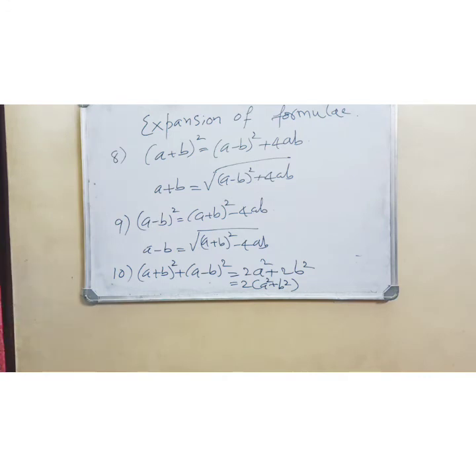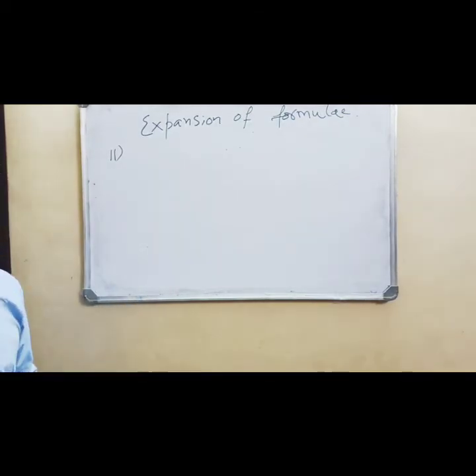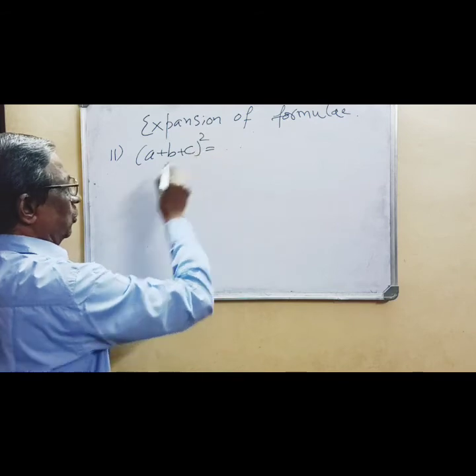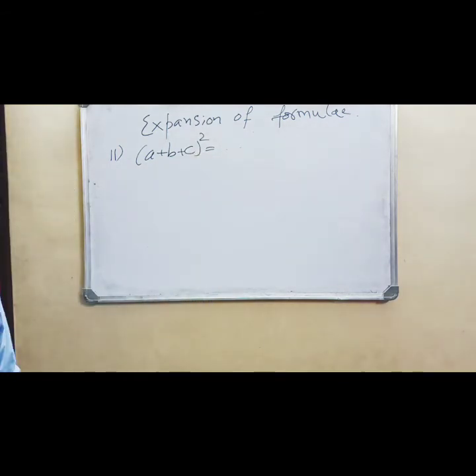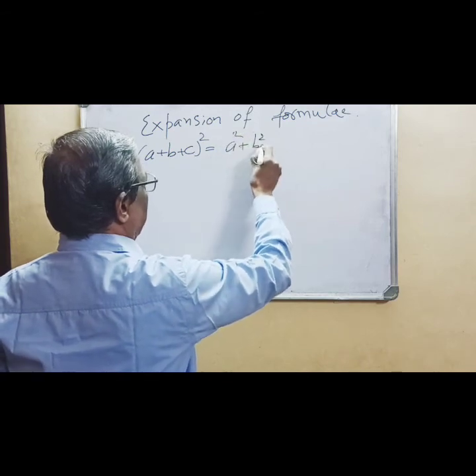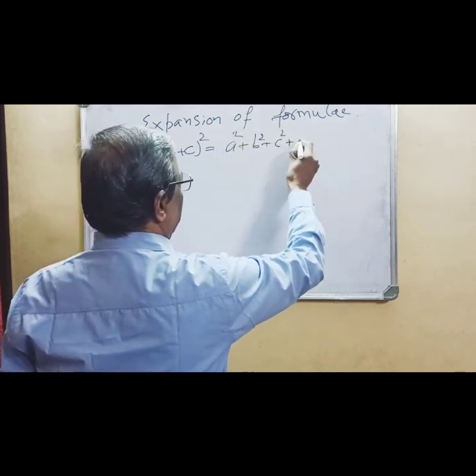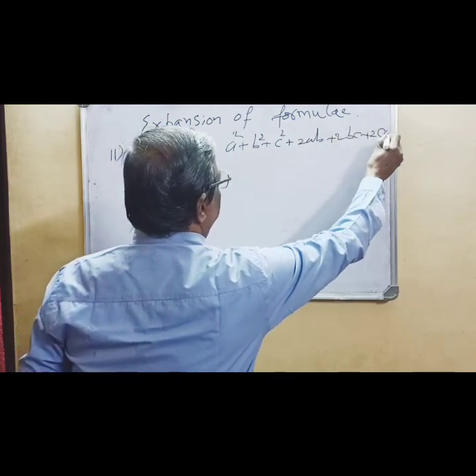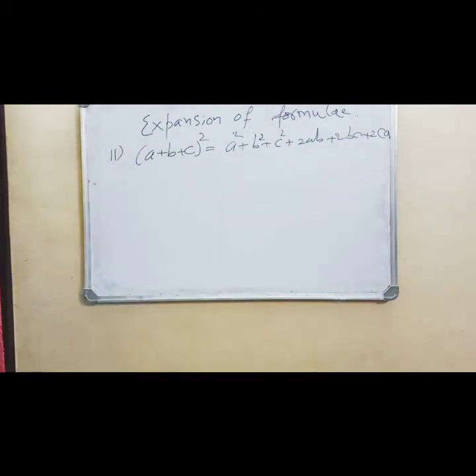Now, what is the modification of this formula? Now, we have a plus b plus c, 3 terms. Here, a plus b plus c bracket square, using the distributive law again, you will get a square plus b square plus c square plus 2ab, 2bc, 2ca. So this is the expansion of a plus b plus c bracket square, very important.